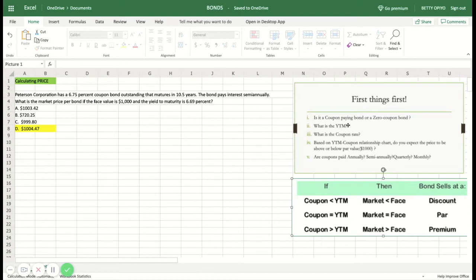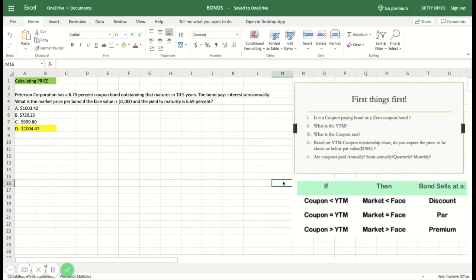Okay, so the reason why we have this screenshot here is to help us answer this question. And the first thing that we need to do is ask yourself, is it a coupon paying bond or a zero coupon bond? So if you see a question like this, which you will most likely be seeing if you're taking a course that covers bond valuations, the first thing is to identify whether it's a coupon paying bond or a zero coupon bond.